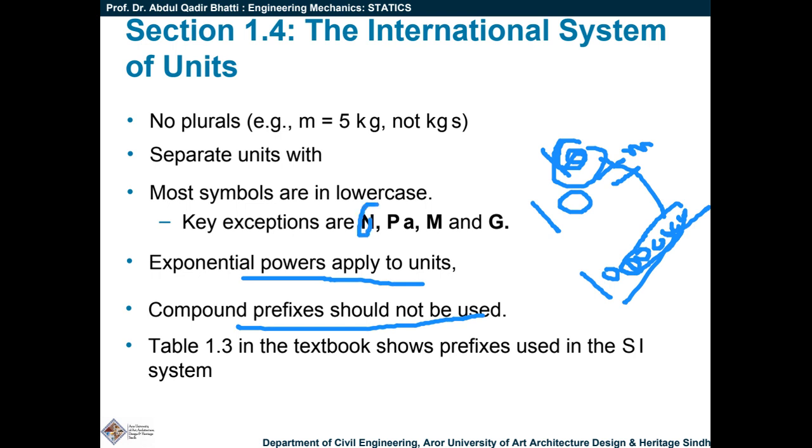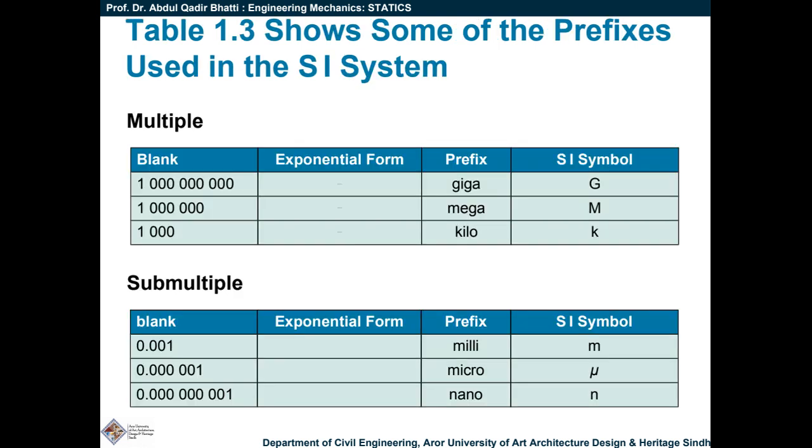Table 1.3 in the textbook shows the prefixes used in the SI units. So this is Table 1.3 here. This is our units, and this shows how many zeros you have.